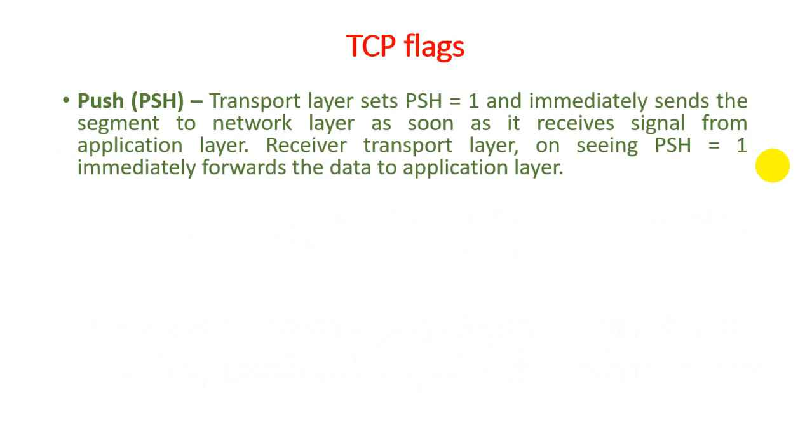The third flag is known as push, PSH. The transport layer sets PSH equal to 1 and immediately sends the segments to the network layer as soon as it receives a signal from the application layer. So if a packet has PSH set to 1, the application layer directly sends the packet to the network layer, because it has priority. The receiver's transport layer, on seeing PSH 1, immediately forwards the data to the application layer.